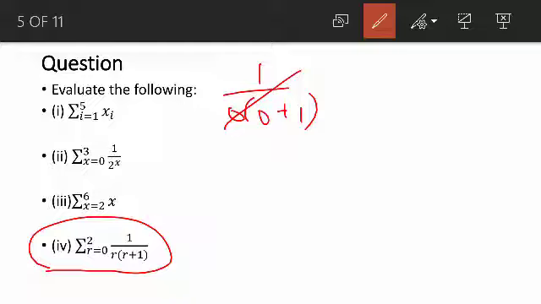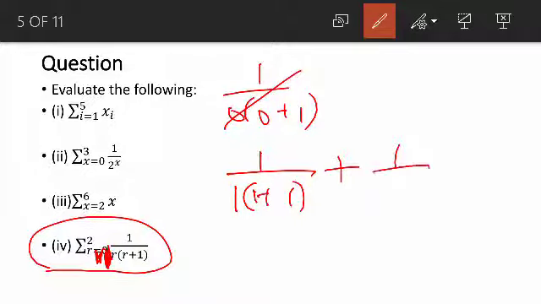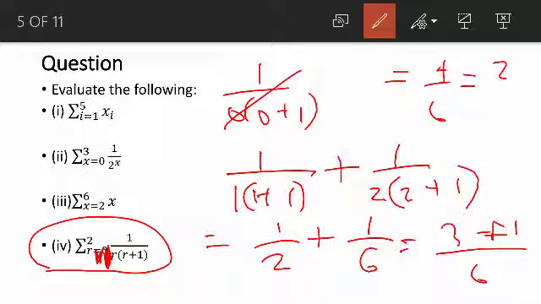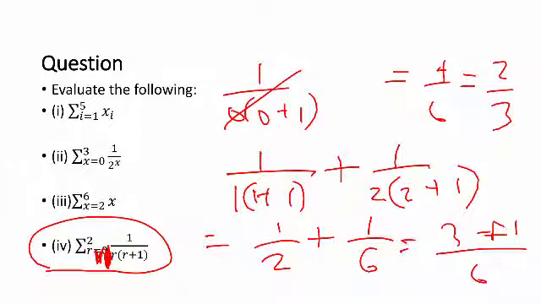So let's change the question. Let's say r starts with 1, okay? So for r to start with 1, it means you're going to have 1 over 1 into 1 plus 1. Then plus, when r is 2, it becomes 1 over 2 into 2 plus 1, okay? So that gives us 1 over 2 plus 1 over 6. The LCM here is 6, so we have 3 plus 1, and 3 plus 1 is 4, so that gives us 4 over 6. And 4 over 6 is the same thing as 2 over 3. Okay, so that gives us the answer to that question.